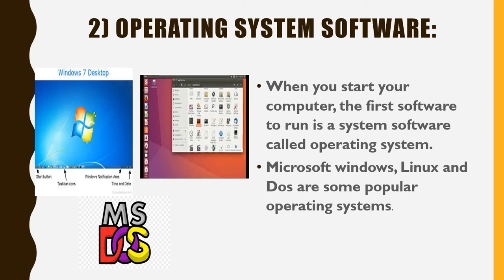Okay. Second is system software. System software runs the application software. System software controls and manages your computer. When you start your computer, the first software to run is a system software called operating system, OS. Now Windows 7 is the most popular operating system and Windows 10 is the latest operating system.